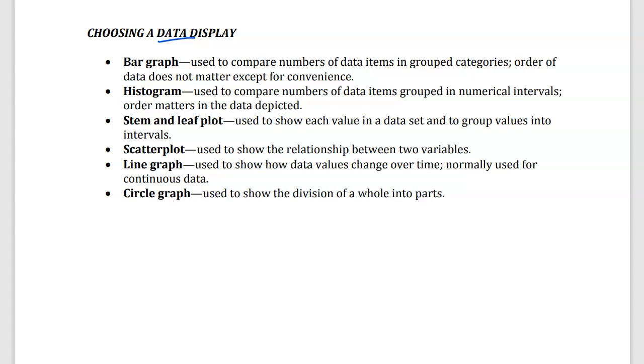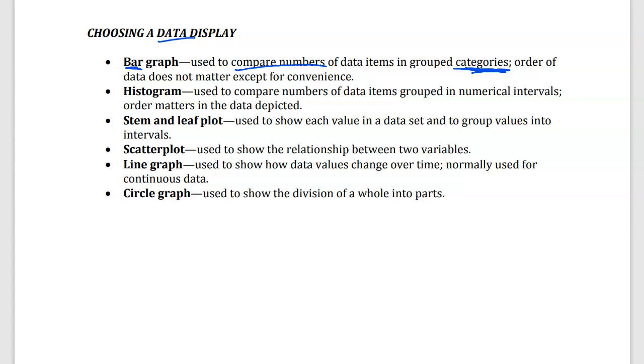For a bar graph, we use them to compare numbers of data items in grouped categories. Order of the data does not matter except for convenience. So these are things like our favorite colors or vehicles that we drive, yes, no questions, expenses, things of that nature. Okay? These are those categories. That's what a bar graph is going to be used for.